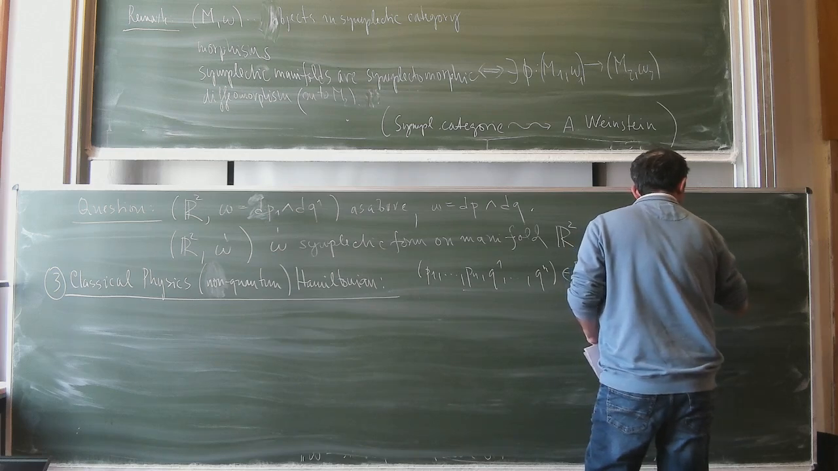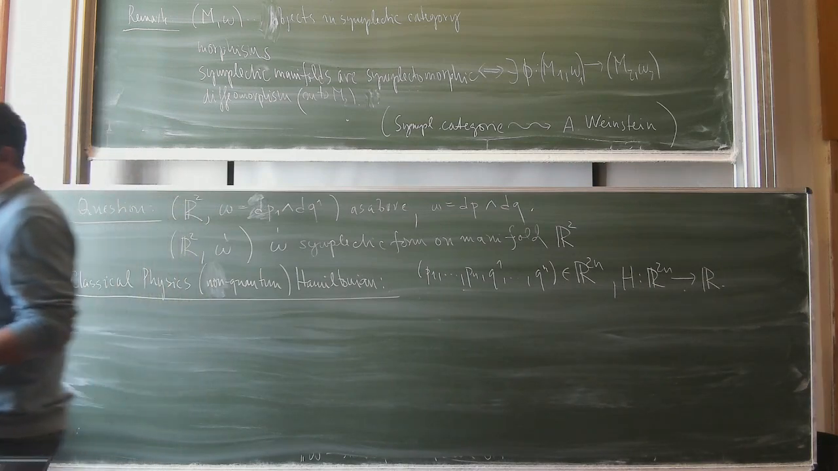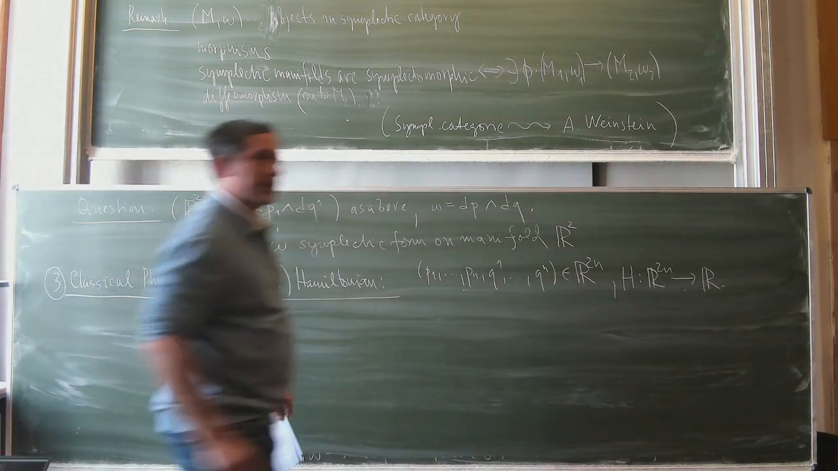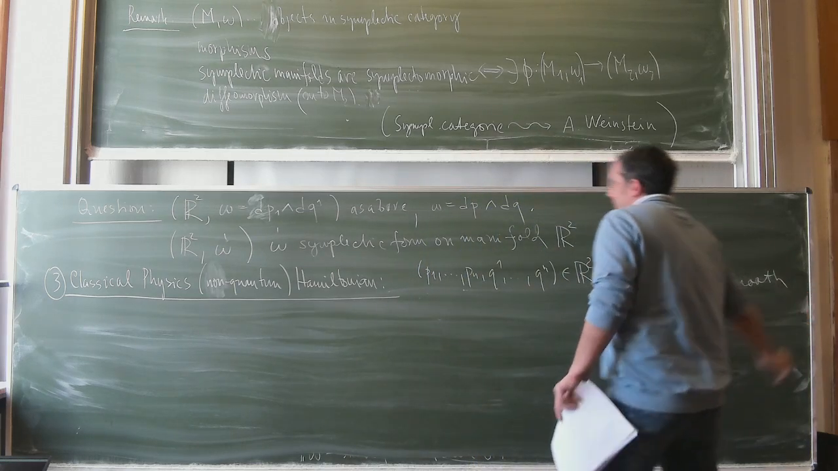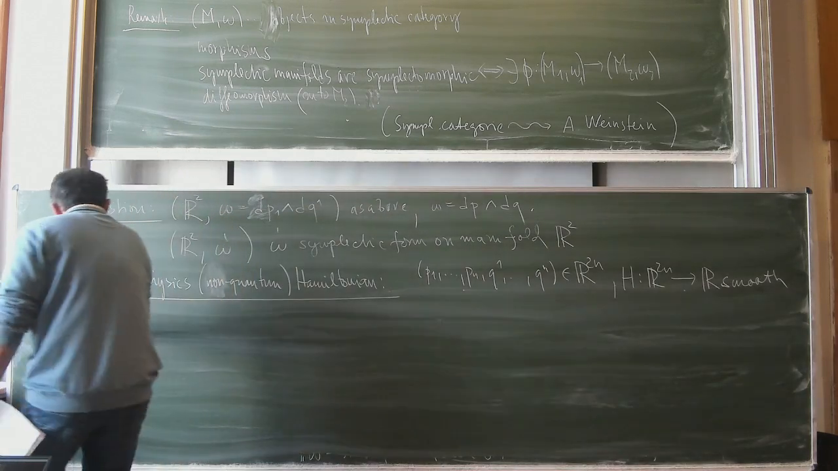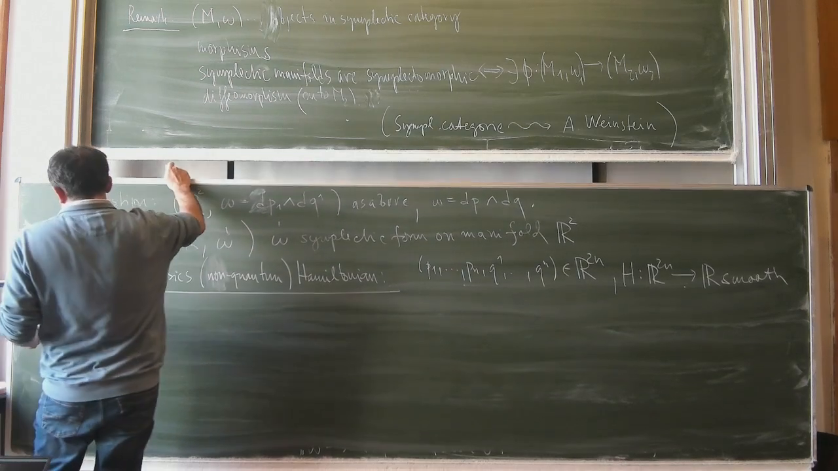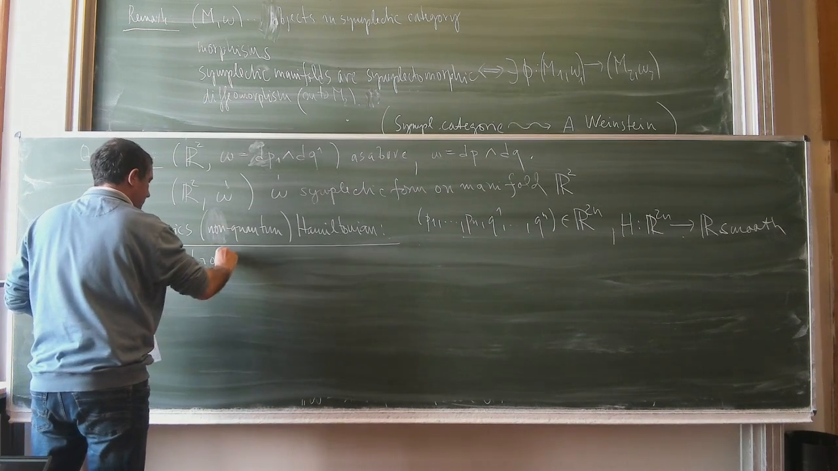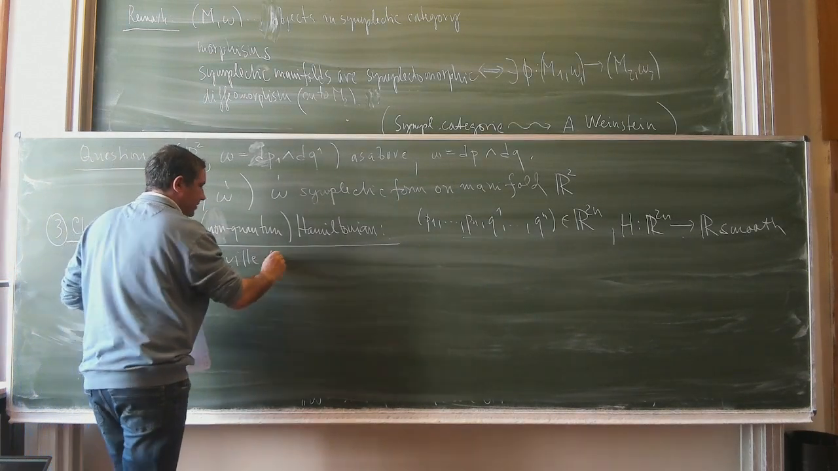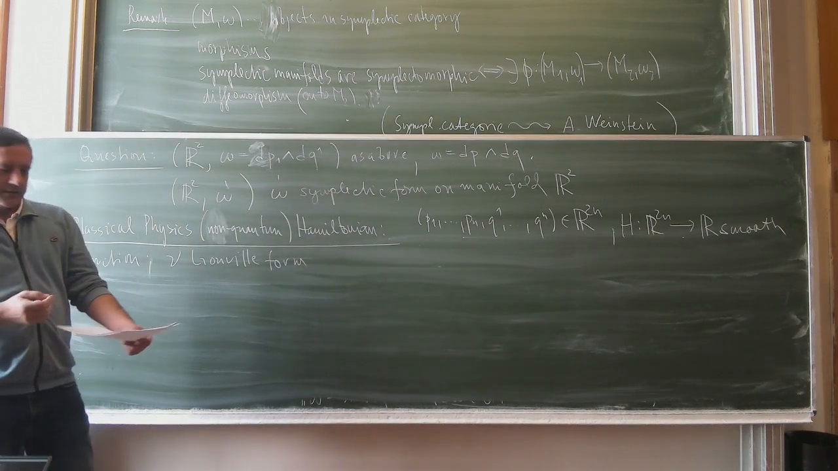On R^2n, which is simply a smooth function on R^2n. Then one speaks about the Liouville form. I will try only to define it in order to understand it.